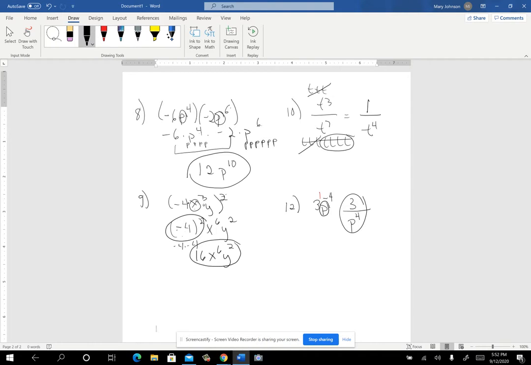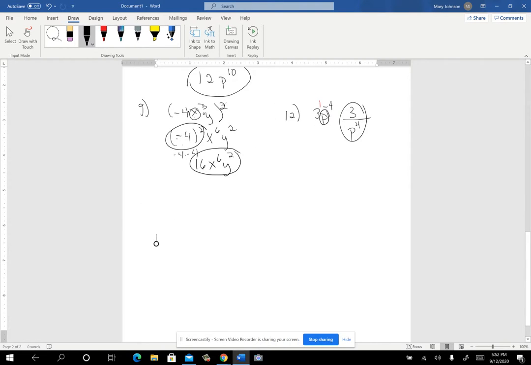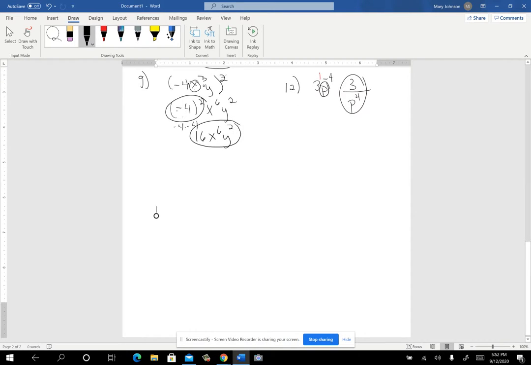Okay. All right, and then problems like 11, 13, and 14. Let's go ahead and look at those. Let me get 13 out of the way first, and then we'll do 11 and 14. All right, so on 13, this one's a little odd to students because there's no variables.